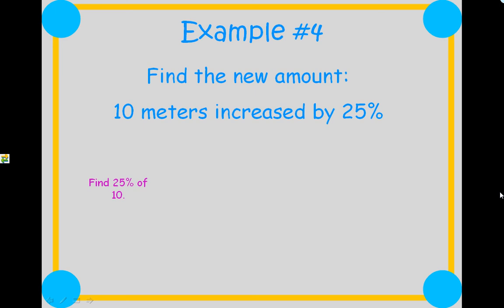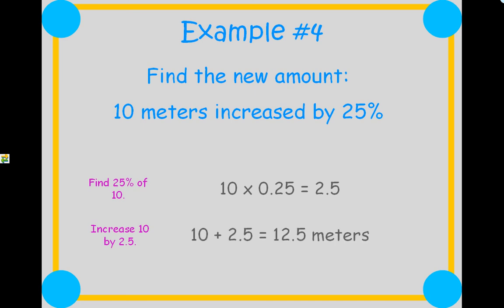So to find a percent of a number, you multiply. Now, it'll be 10 times. We have to change that percent into a decimal, and that'll give you 2.5. So 25% of 10 is 2.5. So if it's going to increase by 25%, that means that 10 is going to go up by 2.5. So you're going to have to increase 10 by 2.5, and when you do that, you get 12.5 meters. So that is your new amount. So you have to find the percent of that number and then increase it or decrease it.